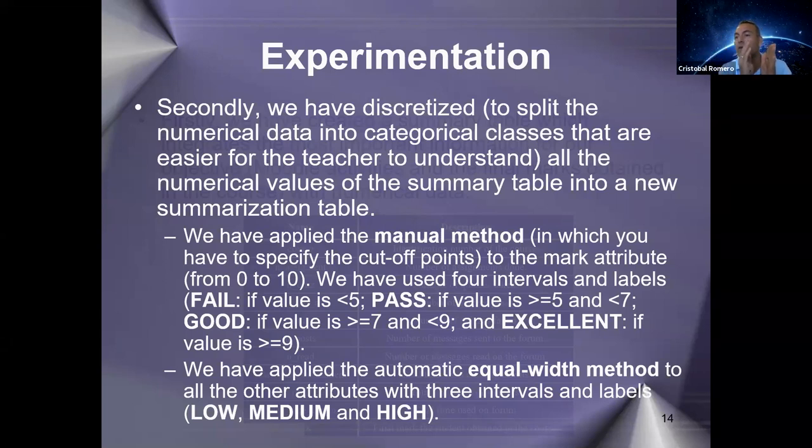So from 0 to 3, low. From 3 to 6, medium. From 6 to 9, high. So this is a very fast and automatic method to discretize each attribute, each value. So equal width adapts to the minimum and maximum value and divides in 3 with this attribute, okay?